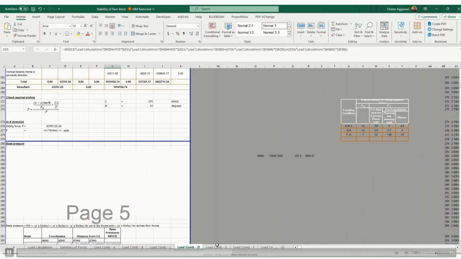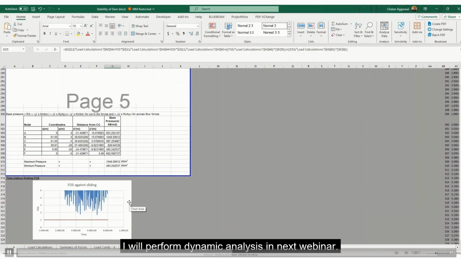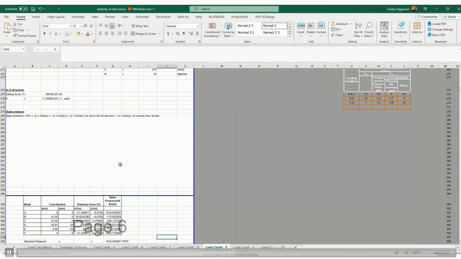Now, this one is actually for the ground motion time history. I will check the factor of safety against sliding for each time cycle of the ground motion time history. This is not for this project. I'll perform this analysis and I'll let you know later how it is performed when we perform the dynamic time history analysis. Okay, let's see E condition.